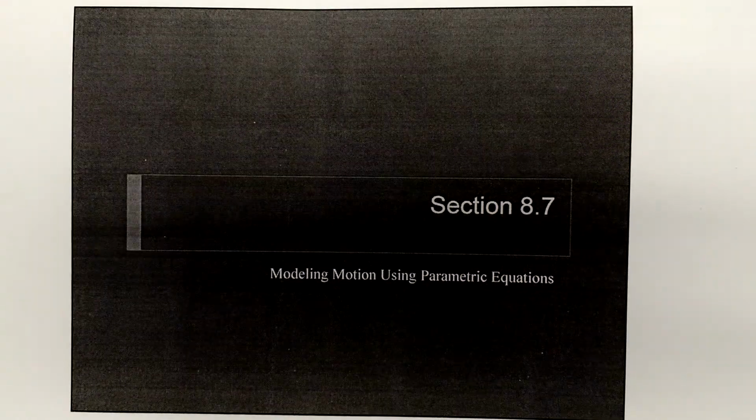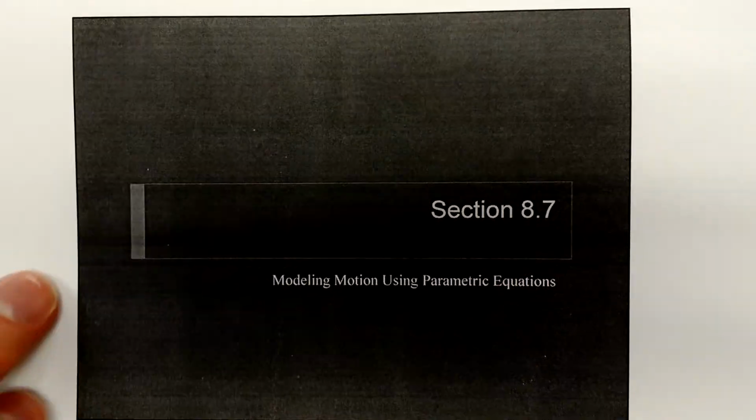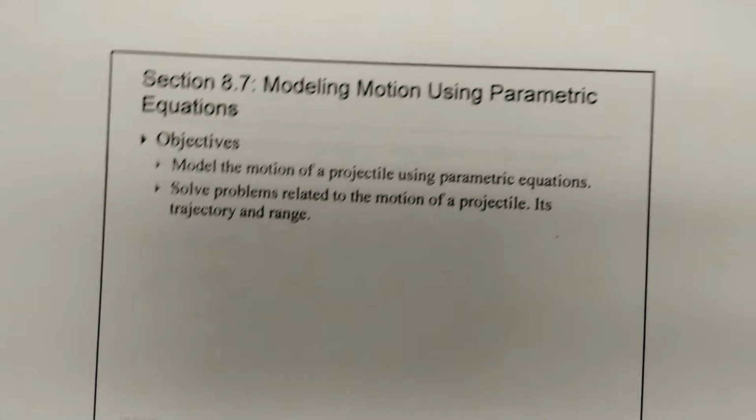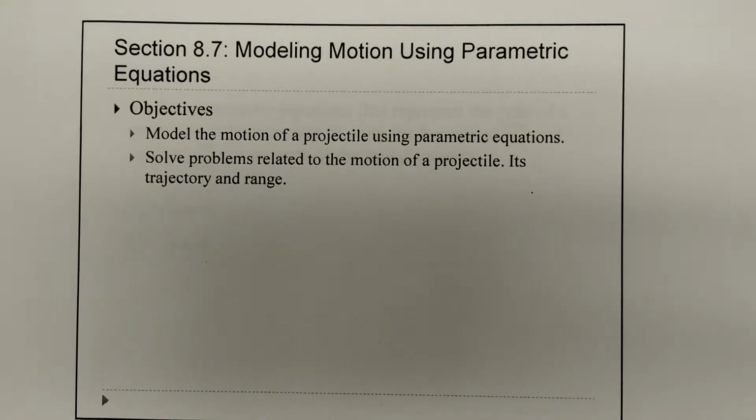All right, here we have 8.7, which describes modeling motion using parametric equations. So our objectives: model the motion using parametric equations, and then use those equations to determine the motion of the projectile, namely its trajectory and its range.